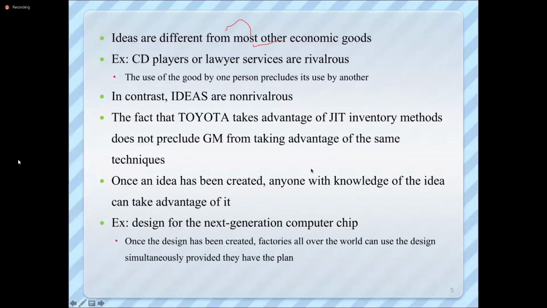Ideas are different, like what I explained to you, from other economic goods. For example, CD players and lawyer services are all rivalrous. Why do we say rivalrous? The use of the good by one person precludes its use by another. In contrast, ideas are non-rivalrous. For example, JIT means the just-in-time inventory method. Once the method has been created, any automobile company can take advantage, provided they have the knowledge to use it.